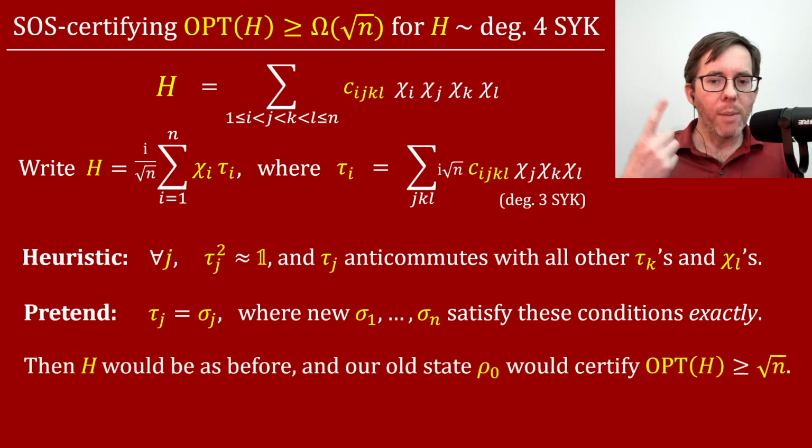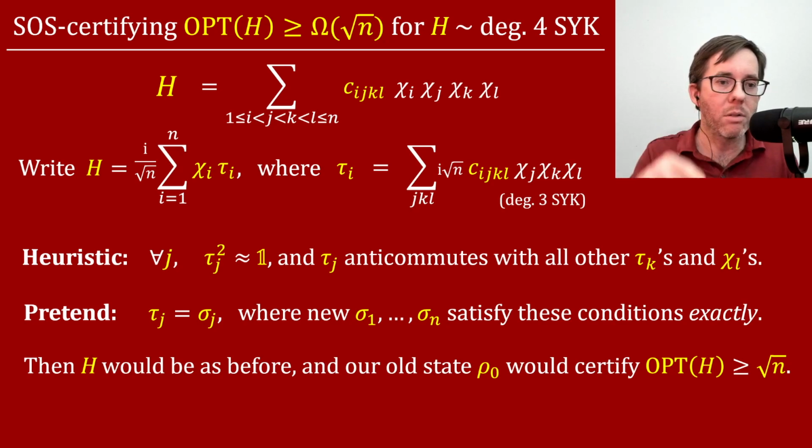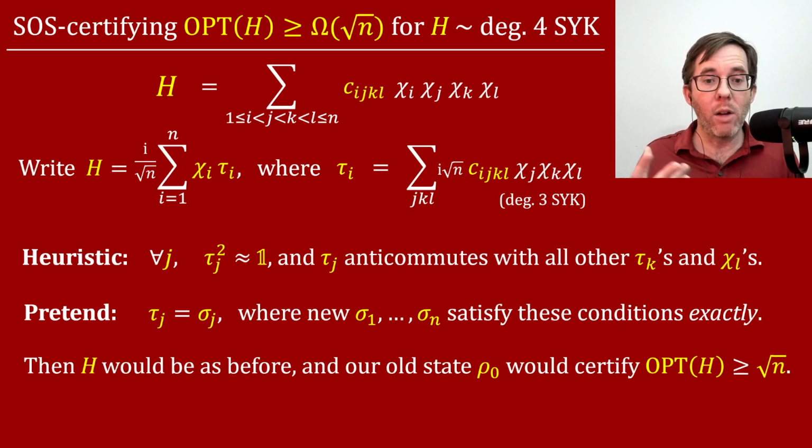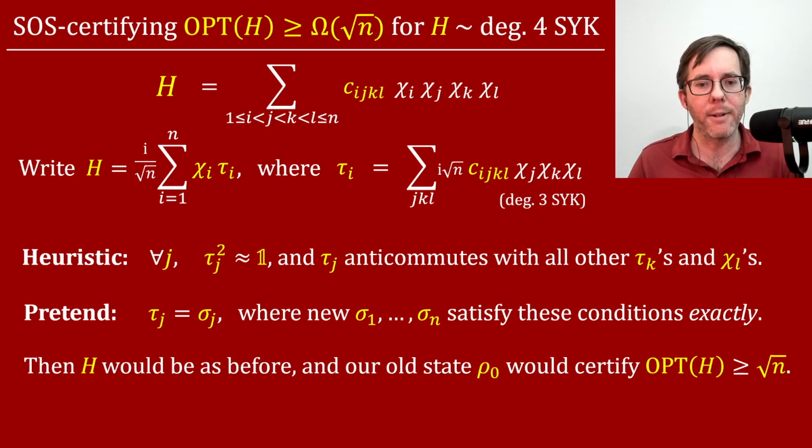Well, then if you look up at H, it would be exactly as on the previous slide. If the tau i's magically equal these pristine anti-commuting sigma i's, it would just be the sum of chi i sigma i times 1 over root n. And we could write down our old state rho naught from the previous slide, and this would certify that opt is at least square root n, exactly as desired.